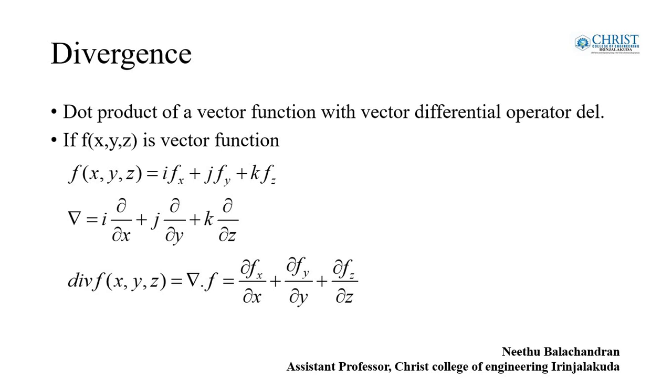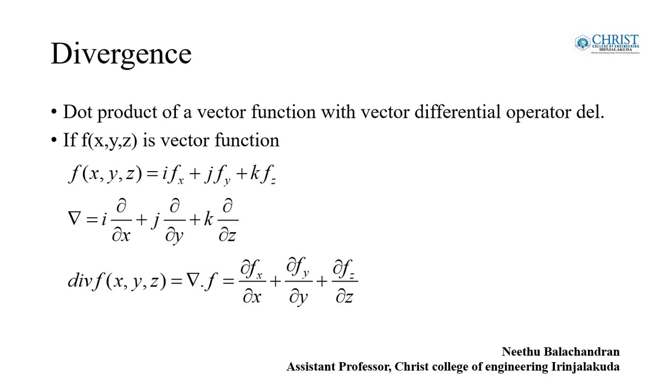So we know that our divergence is the dot product of the vector function with the vector differential operator, that is del dot f. In vector calculus, suppose we have two vectors, a and b. When we take the vector dot product a dot b, the output is a scalar. Similarly here, the divergence of a vector function is a scalar output, represented as dou fx by dou x plus dou fy by dou y plus dou fz by dou z, the partial derivatives of the function with respect to x, y and z.